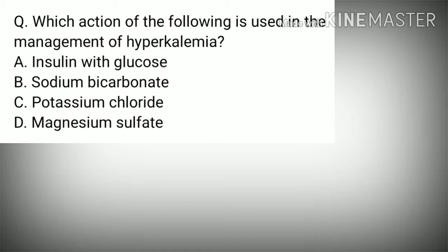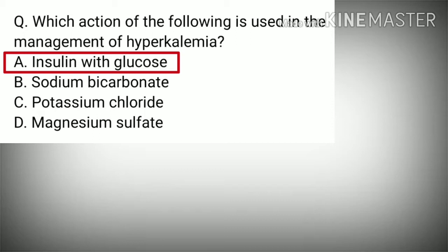Which of the following actions is used in the management of hyperkalemia? A. Insulin with glucose, B. Sodium bicarbonate, C. Potassium chloride, D. Magnesium sulfate. And the correct answer is A. Insulin with glucose.